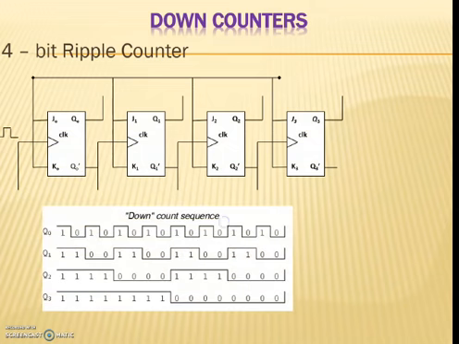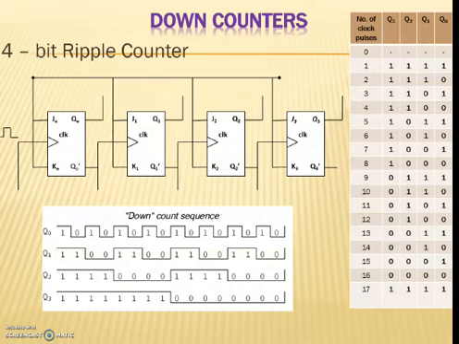Then again coming to down counters, just like the ripple up counter, we have a binary 4-bit down counter. This counter starts from 1 1 1 1, counts down for each clock pulse and finally reaches 0 0 0 0. This arrangement for the 4-bit binary down counter with its corresponding waveforms and truth table is shown over here. A 4-bit binary counter can be constructed using 4 JK flip-flops.